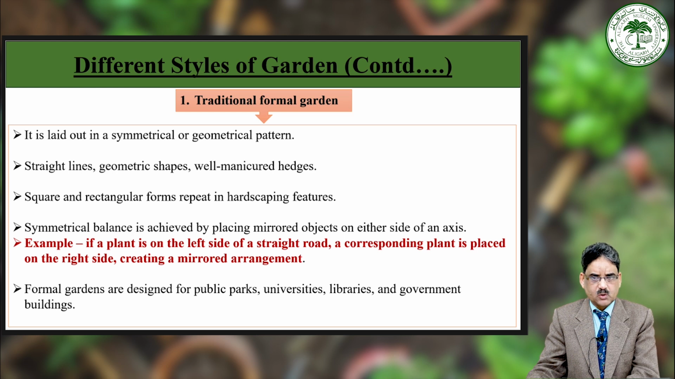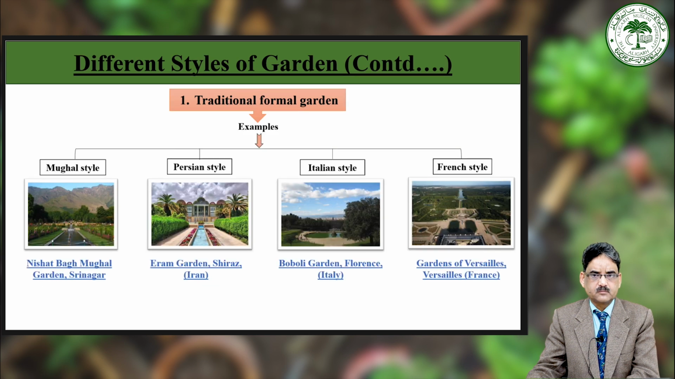Creating a balanced look. Formal gardens are commonly found in public parks, universities, libraries, and government buildings. Now look at the images. As shown, it is evident that four types of formal gardens exist worldwide.